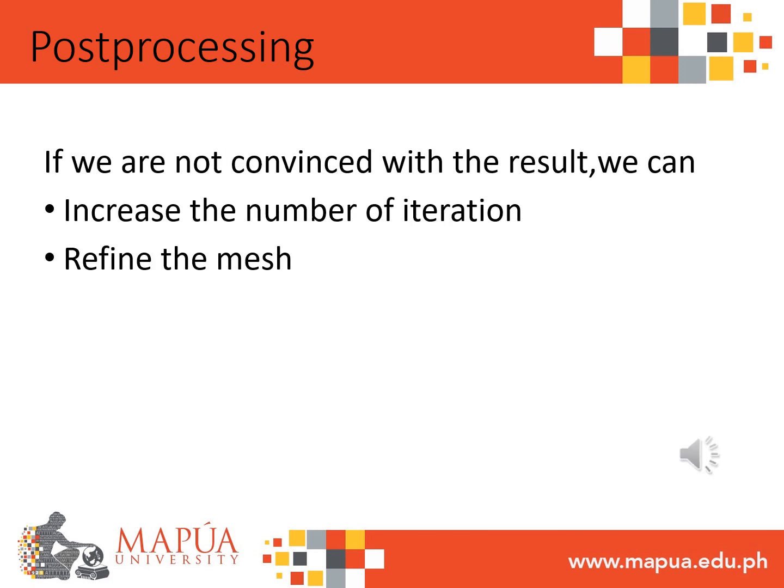If we are still not convinced with the results of our simulation, we can do two things. We can either increase the number of iterations or refine the mesh again. Usually for incompressible fluid flow simulation, these two are enough for us to reach convergence. Now, if we are already satisfied with our results, we will document those results for further analysis.